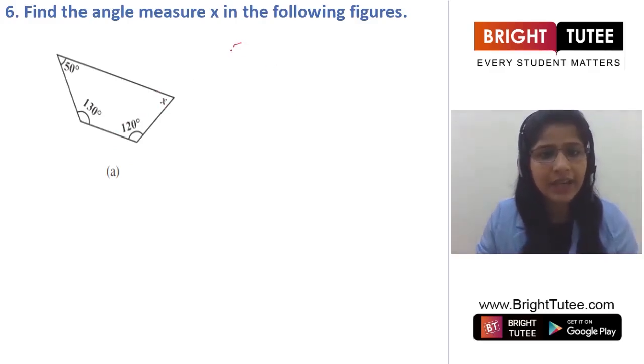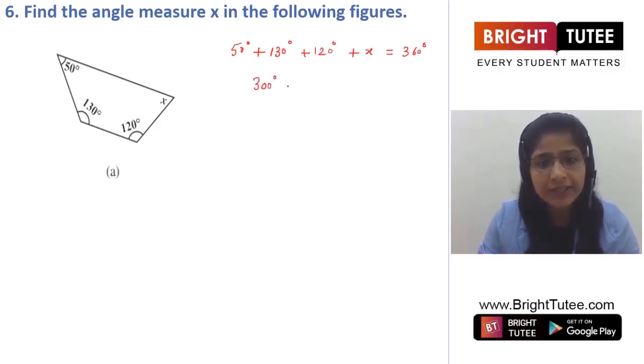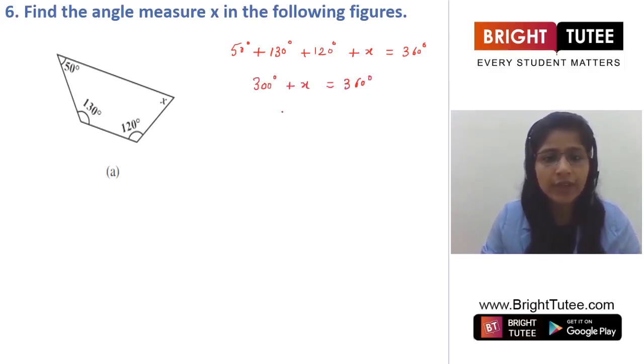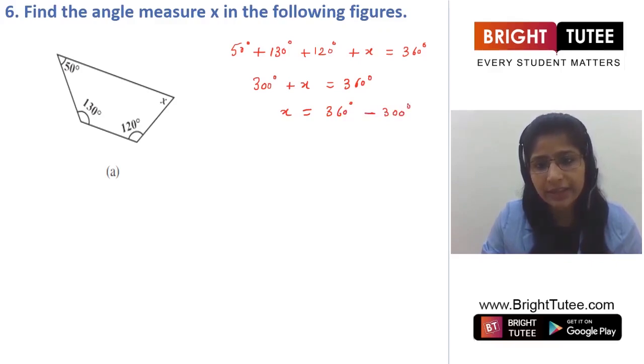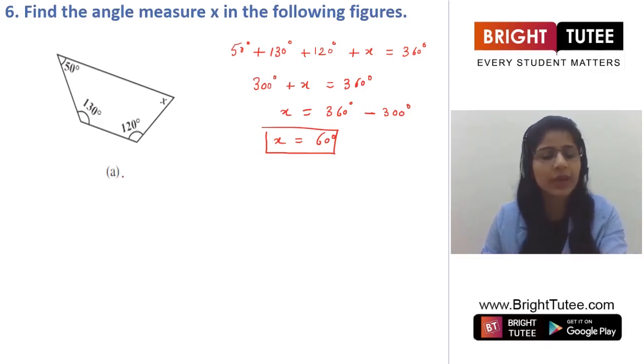So we can write 50 degrees plus 130 degrees plus 120 degrees plus x equals 360 degrees. We are going to add these 3, so we get 300 degrees plus x equals 360 degrees. Solving it, we get x equal to 360 degrees minus 300 degrees, and the value of x is 60 degrees. So this is our answer for the first part of question number 6. Clear? Let us go to another one.